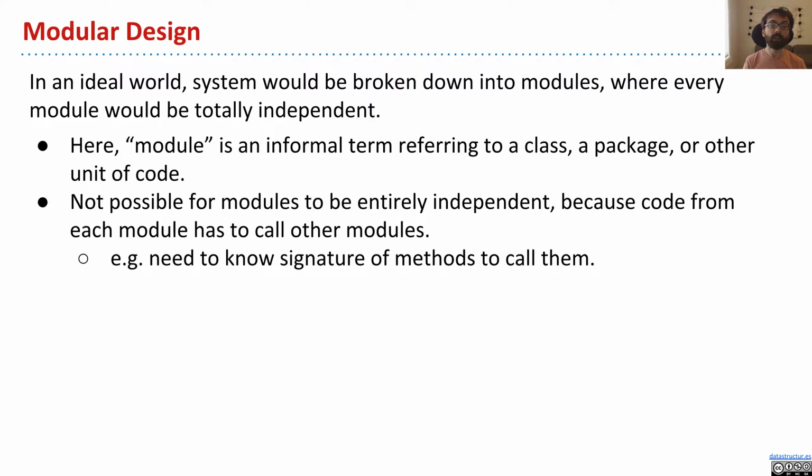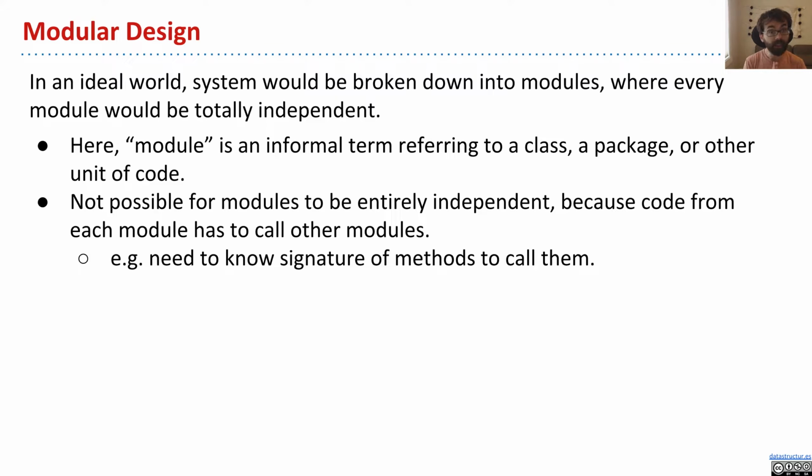So for example, you need to know the method signatures of other modules in order to be able to call them. Now, quick note, when I say module here, it is not a specific technical term. There is something in Java known as a module, but it's not that. Here when I say module, I mean it's an informal notion. It's either a class or a package or some unit of code that does something specific. So it's kind of a vague notion, but I think it's an important one.